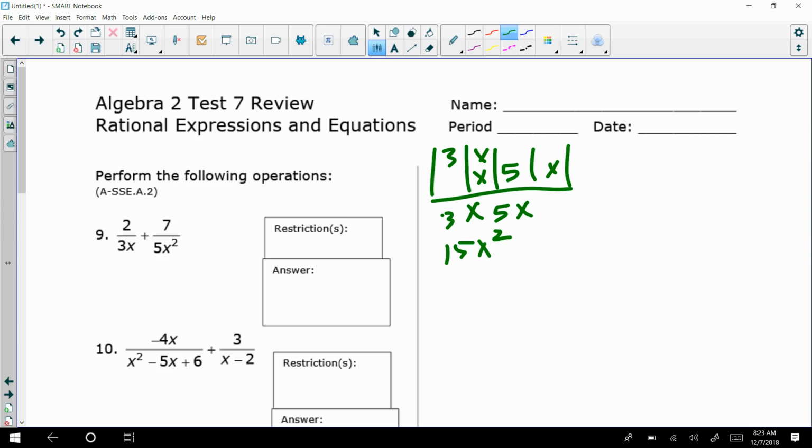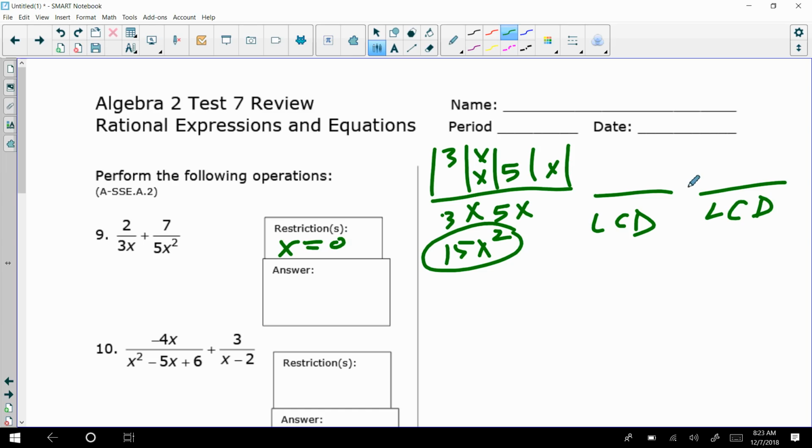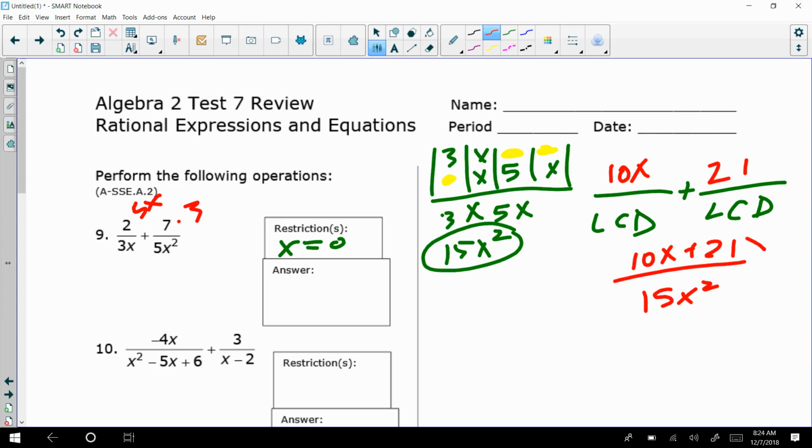So if I'm going to make this fraction into something with this new LCD, which by the way, since I know that's my LCD, that means my restriction is 0. So I've got my new LCD here, and now I just need to multiply the tops by what's missing. So the first one, it's missing this and this. So that means I have to multiply the top by 5x. So this is 10x. And the bottom one is missing just the 3. So that means I have to multiply this by 3. So that's 21. So then we write them all over the same bottom, 15x squared. And then I have 10x plus 21. That's my answer.